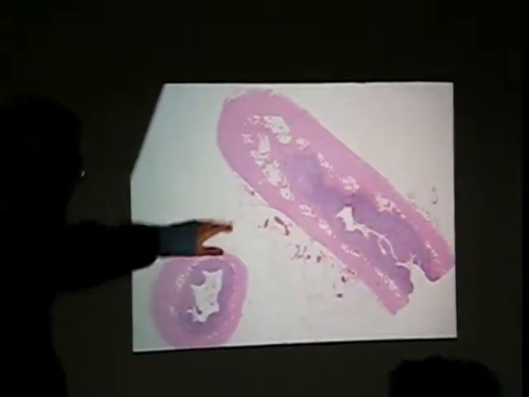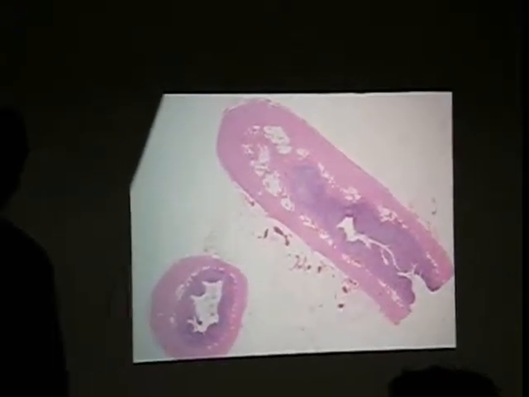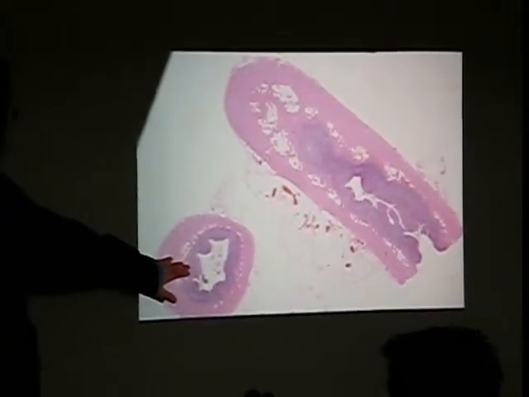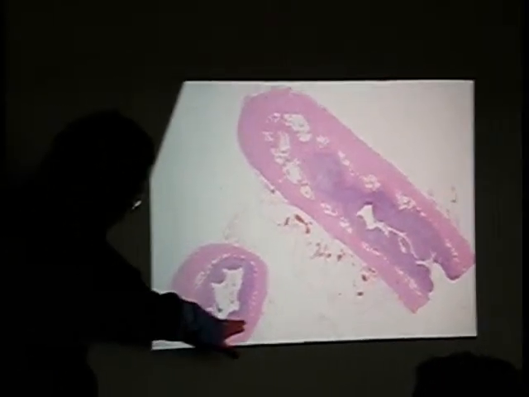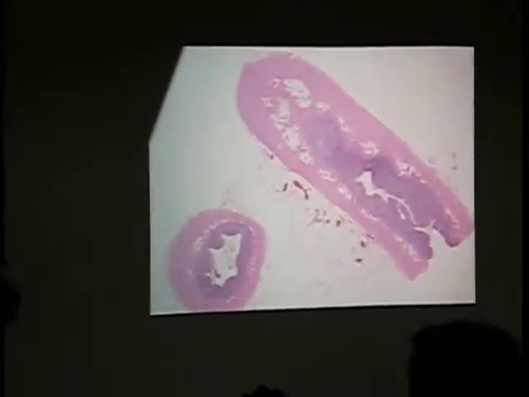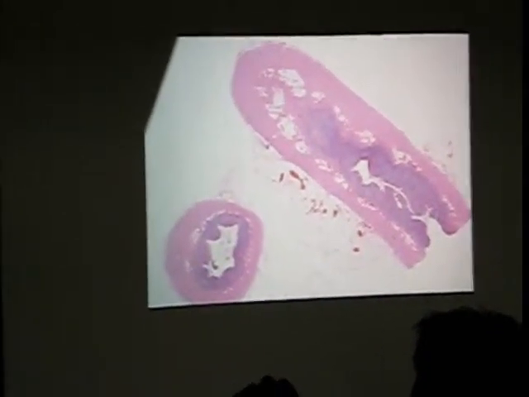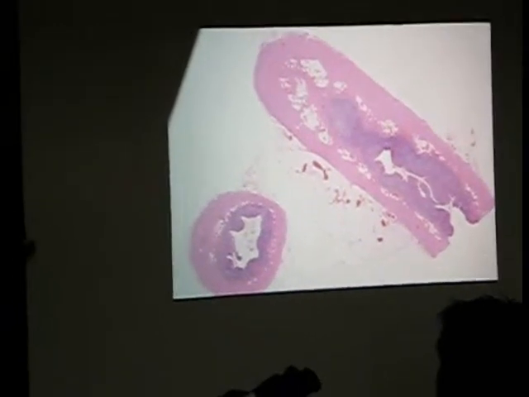This is a nice low-power shot, cross-section and longitudinal section of the appendix. All right. In cross-section, even at low power, you can see that there are no villi here. So that would make you want to think, even if you're focusing on these lymphoid nodules, well, you can eliminate ileum. The other thing that helps is that the follicles are found completely circumferential. Remember in Peyer's patch, it tends to be clustered on one side.